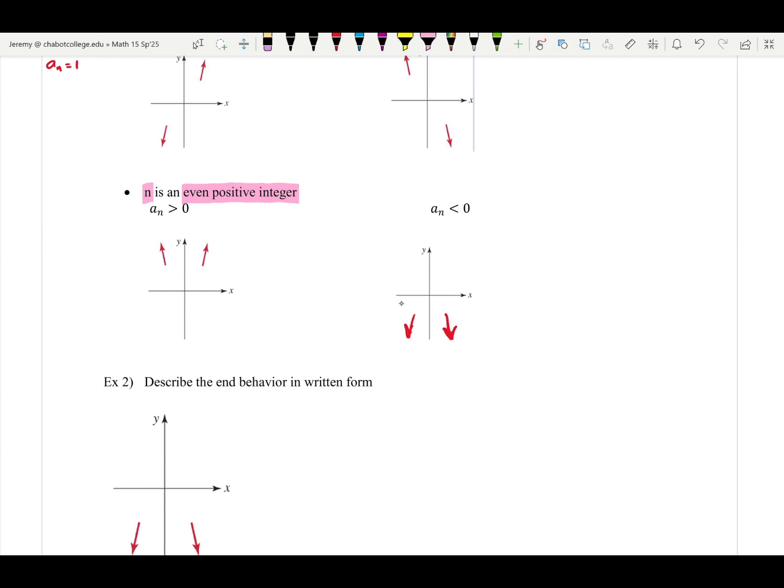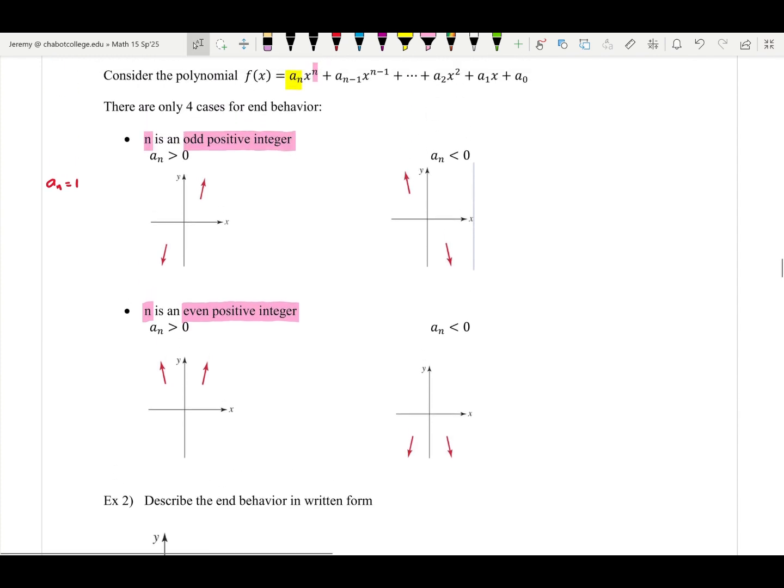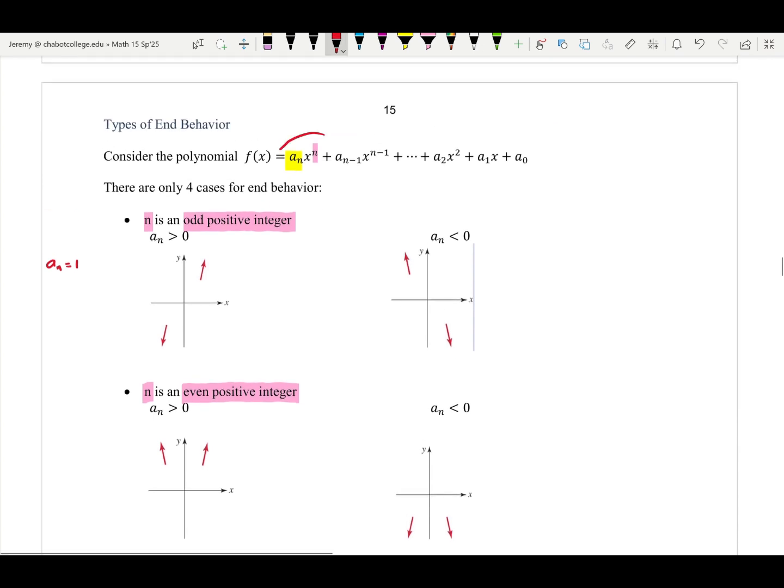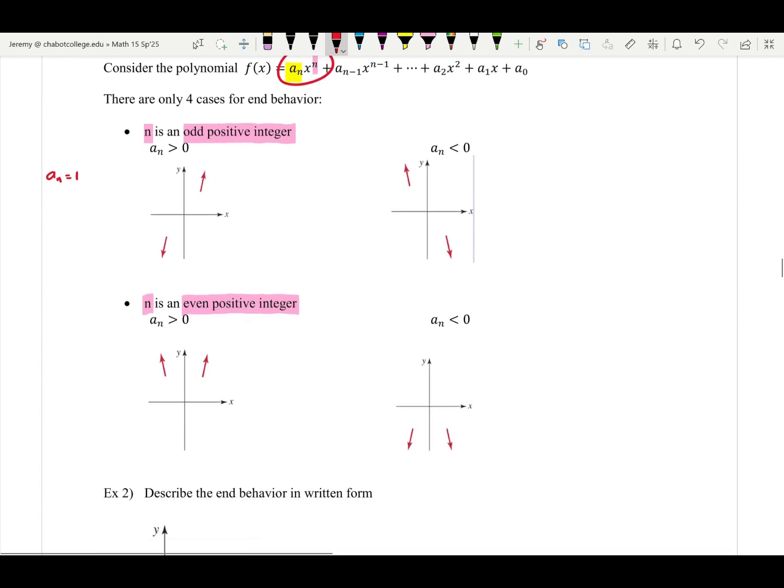All right, so long story short, if we have odd degree, we're going to have end behavior that goes in opposite directions. If we have even degree, we're going to have end behavior that goes in the same direction. And if it is a negative leading coefficient, it's just going to cause a reflection over the x-axis. So we should be able to determine what the end behavior of a polynomial is just based on the leading term, using the leading coefficient and the degree.